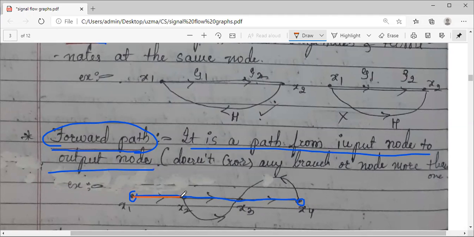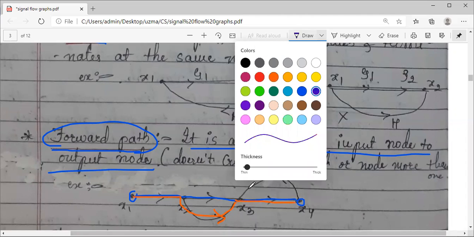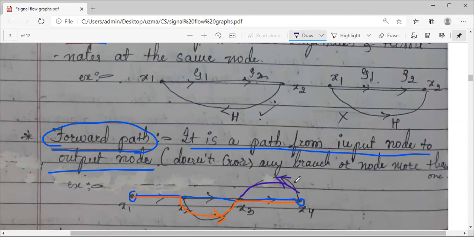x1 to x2, then x2 to x3, then x3 to x4. So this is also a forward path, right? One is the blue line I have shown you, that is one forward path. Then the orange line I have drawn, I have shown you the second forward path. So these are the two forward paths. The other loop you can see is not a forward path, okay, this part, because the direction is reversed. So that cannot be counted as a forward path. So two forward paths in this.